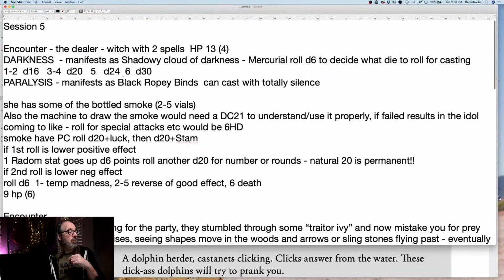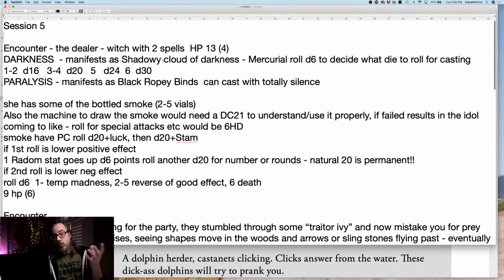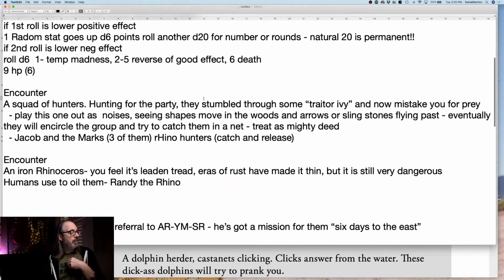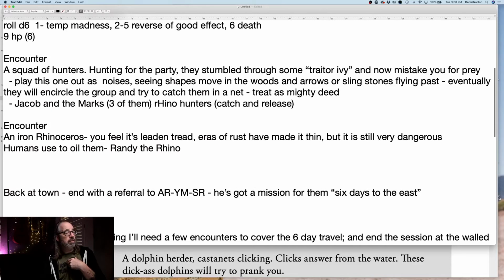When I had to have that encounter, which was the witch who was doing it, I basically used the witch from DCC. I used a pre-made monster type. That was easy. That's the stats right there. But the encounter, squad of hunters. This was a random encounter that's written in the book. Hunting for the party. They stumbled upon some trader ivy and are now mistaken for prey. I did not get any kind of stats for this.